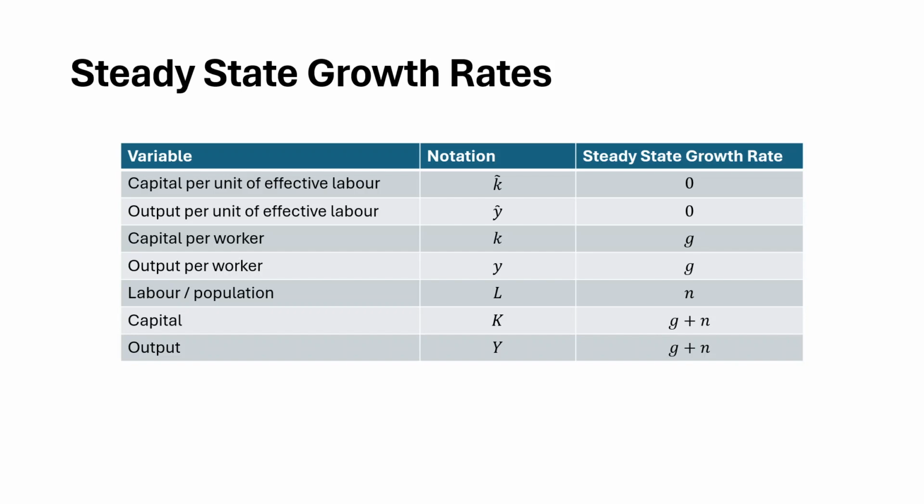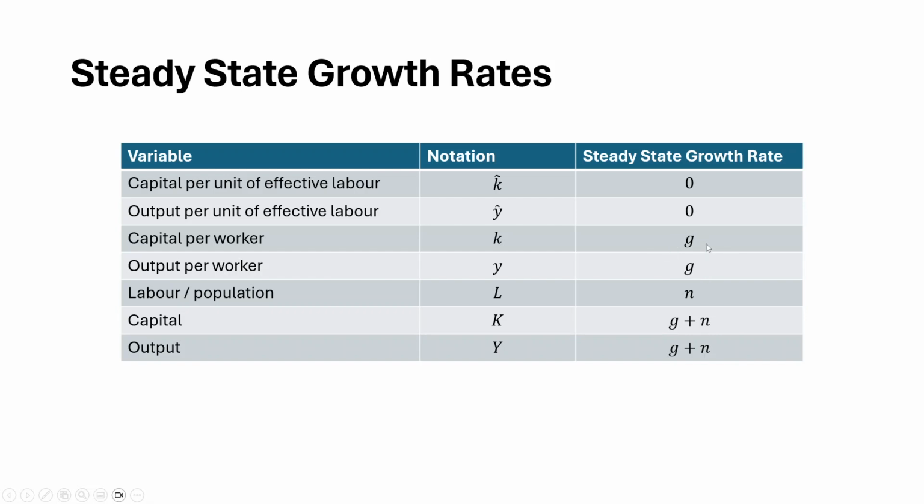When we are in this steady state process, we can look at the various different variables and see how they grow over time. So capital per unit of effective labor and output per unit of effective labor, our K tilde and Y tilde, are going to grow at rate 0. That's by definition. We set these equal to 0, and that allows us to then derive the growth rates of other variables. Our capital per worker and output per worker are going to constantly grow at this rate G.